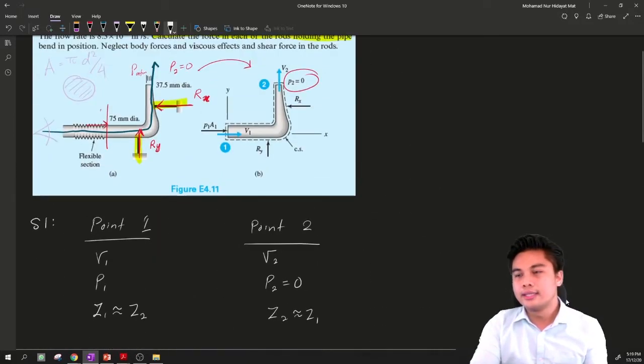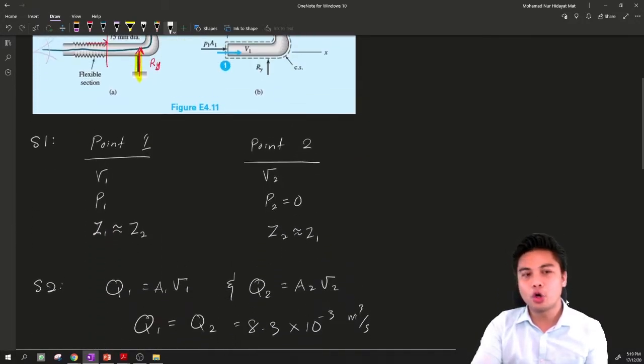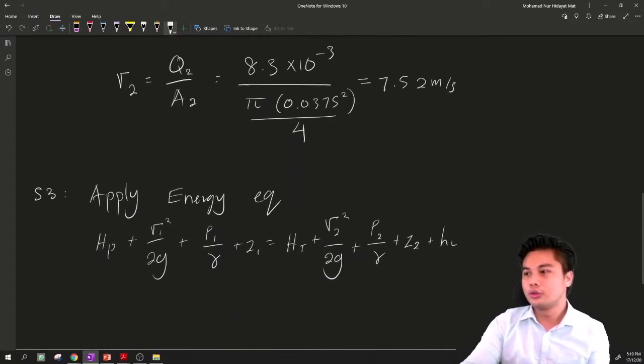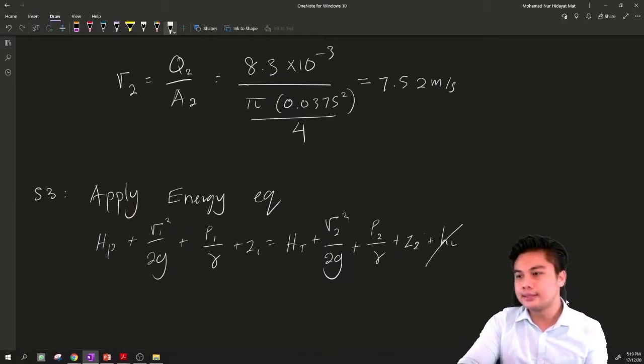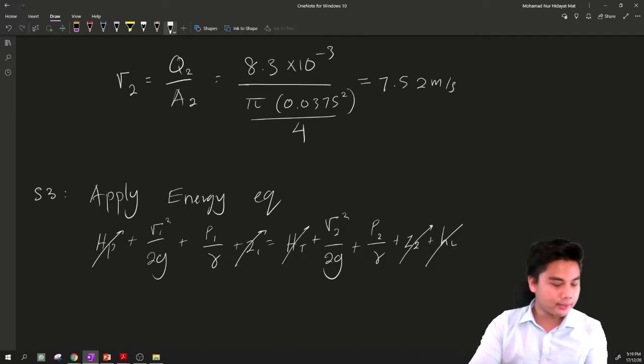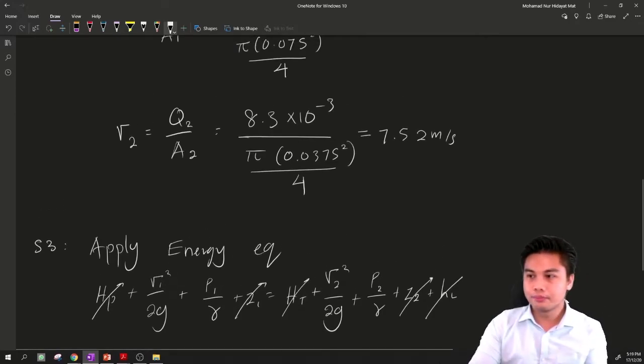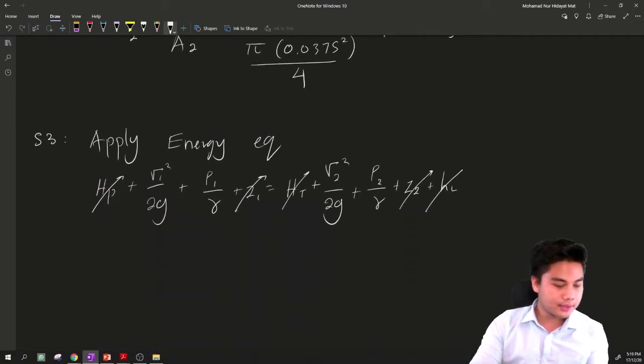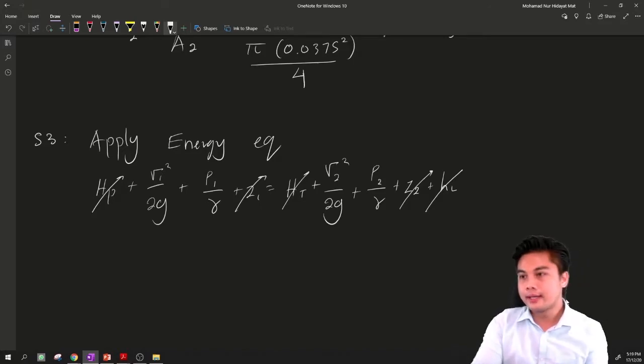Since this is a very short section, we assume that there is no loss, so cancel this out. Since Z1 and Z2 are slightly equal, we can cancel them. There is no pump, there is no turbine. Alright, so from here, you can find the pressure.